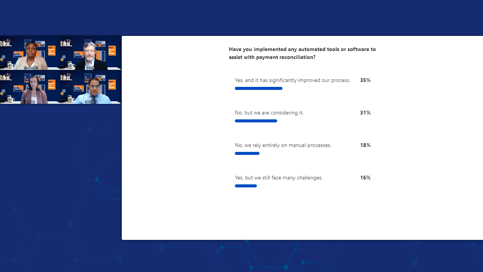So it looks like we have, well, two of them being that you have significantly improved your process, and no, but you're considering it seem to be close, and the other two about the same. It's almost 50% that are either considering it or are completely manual. And for those out there, I would really recommend trying to find a way that you can speed that up in some way. It will certainly help with your month-end processing, and certainly helps with the headaches at the end of the month.